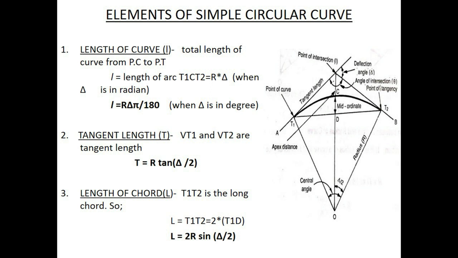Second is tangent length, expressed as capital T. Here Vt1 and Vt2 are the tangent lengths, which is given as T equal to r tan delta by 2. Third one is length of chord, which is expressed as capital L. It is the length of the longest chord T1 T2, which is equal to twice the length of T1D, which is equal to 2r sin delta by 2.